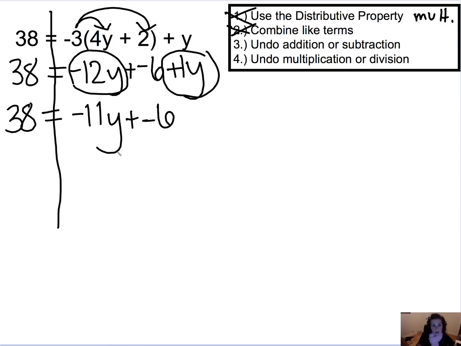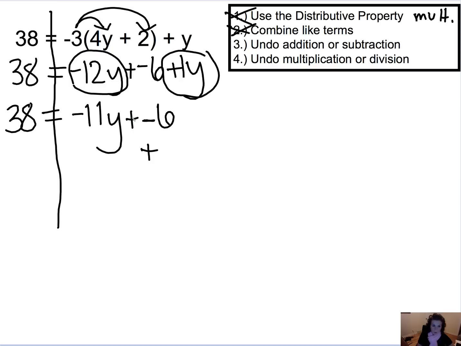Undo addition or subtraction. Well, the negative 11 is attached to the y with multiplication, so we don't want to touch that yet. We want to move the negative 6. I know that it says plus negative 6. Don't let that confuse you. Let's just look at what's directly in front of the 6, a negative. We want to do the opposite of that one sign, which is positive or plus.